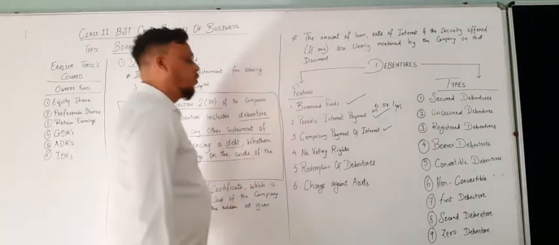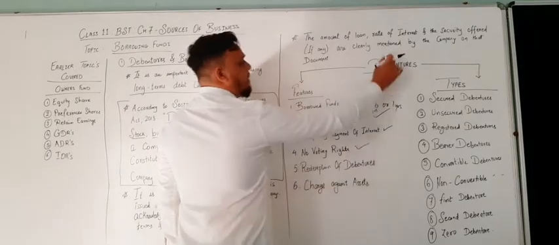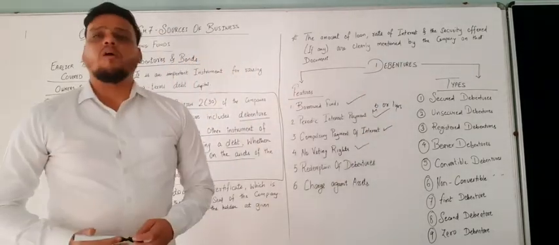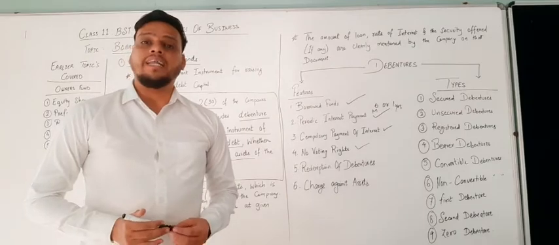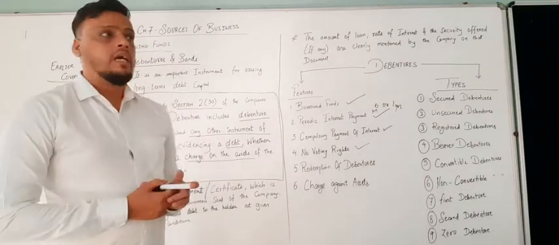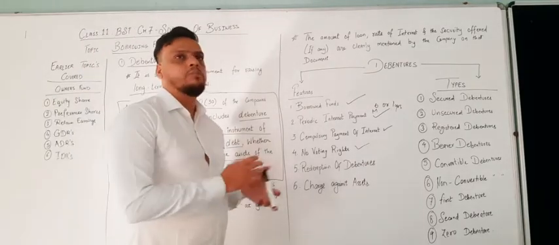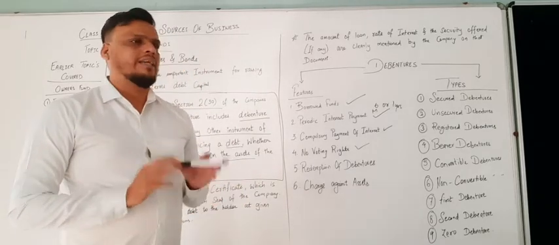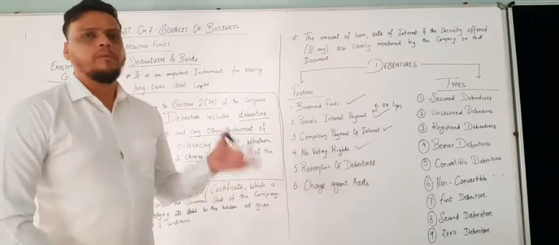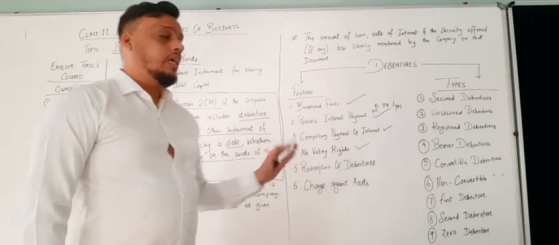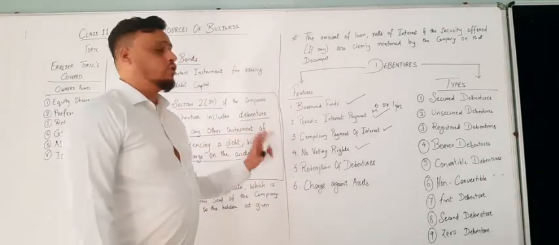Next point is no voting rights. Debenture holders do not have voting rights because they are the creditors of the company. They are not involved in decision making. They are not liable to take care of any problem of the company. They have no right to vote.